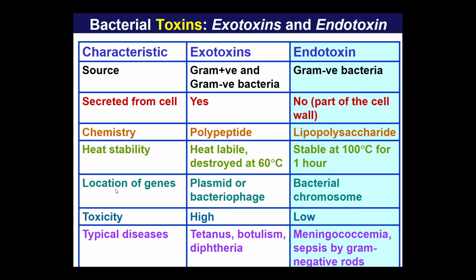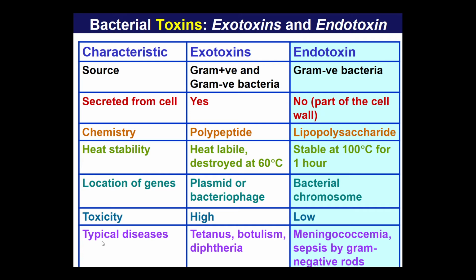Location of genes. Genes that code for exotoxins are usually situated in plasmids or bacteriophages. Genes responsible for synthesis of endotoxins are localized in the bacterial chromosome. Toxicity, the capacity to cause poison effect, is high for exotoxins. It means they act in very low concentration, lower than 1 microgram per kilogram. Endotoxins are low toxic. They have to be used in high concentration to cause toxic effect.